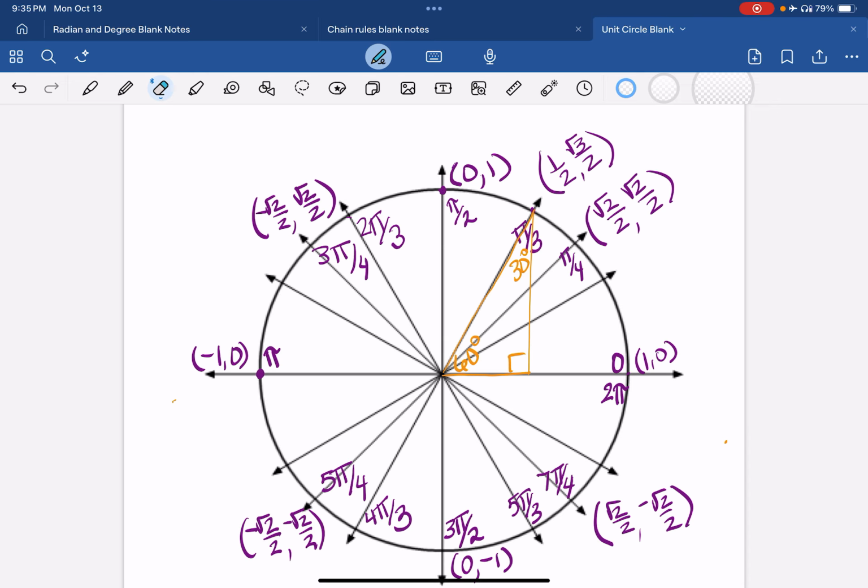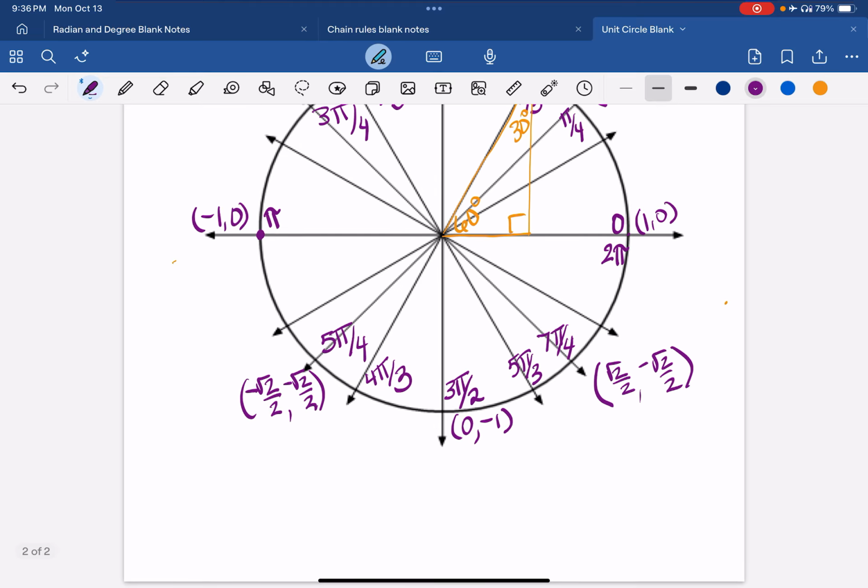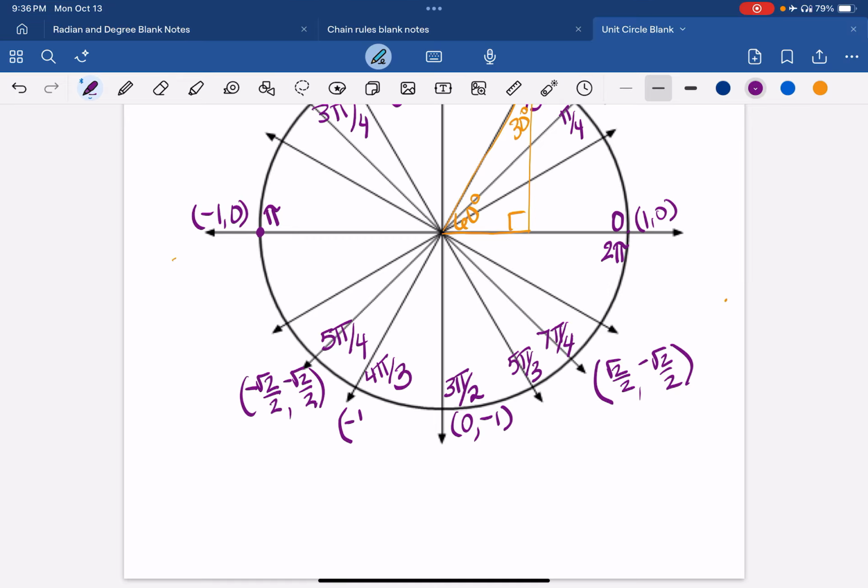Okay, so now let's go around the circle. We'll have the same triangles for all of these values over 3. It's just that the signs are going to change. So we come to 2 pi over 3 right here. Those coordinate points are going to be negative 1/2 and square root of 3 over 2. And then we get to 4 pi over 3 down here at the bottom. We're going to have negative 1/2 and negative square root of 3 over 2. And then we get to 5 pi over 3. We'll have positive 1/2 and negative square root of 3 over 2. Okay, there you have it.